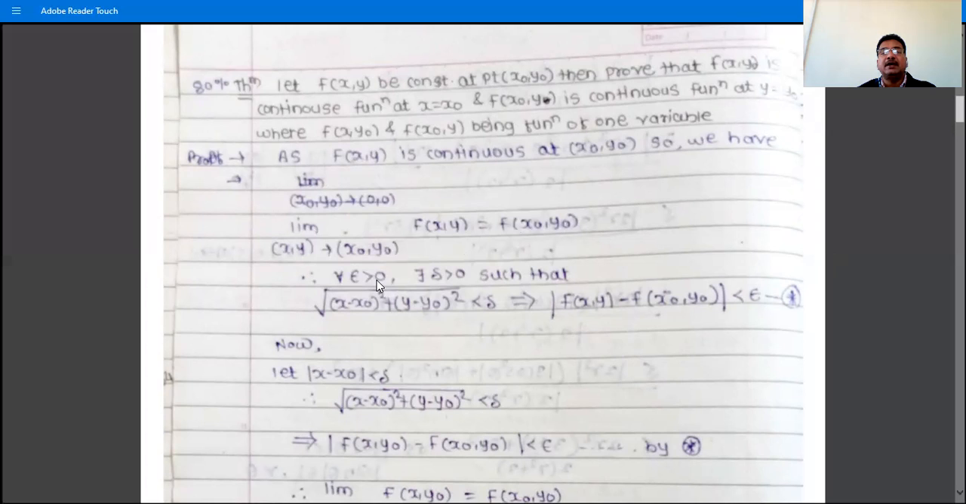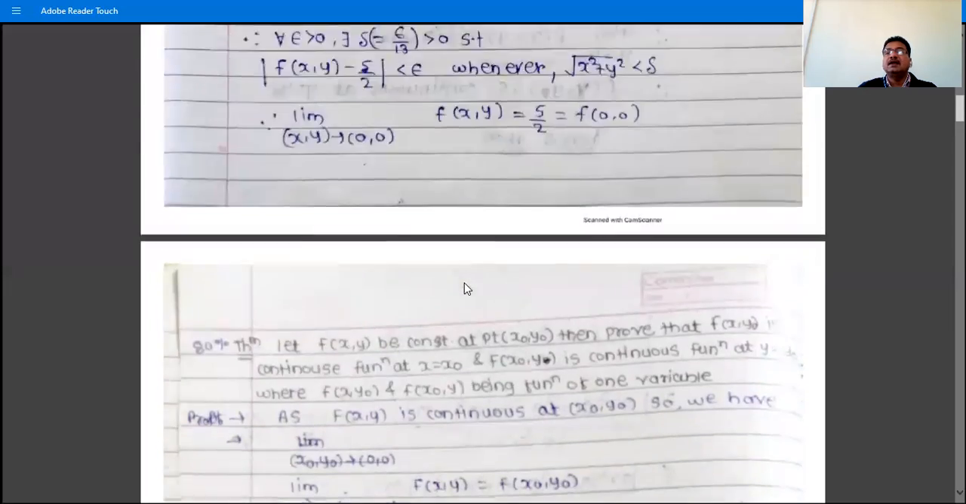Therefore, for every epsilon greater than 0, there exists delta greater than 0 such that mod f(x, y) minus L, which is f(x naught, y naught), is less than epsilon whenever root of (x minus x naught) square plus (y minus y naught) square is less than delta. That is, if this is less than delta, it implies mod f(x, y) minus f(x naught, y naught) is less than epsilon. This is the definition of limit.